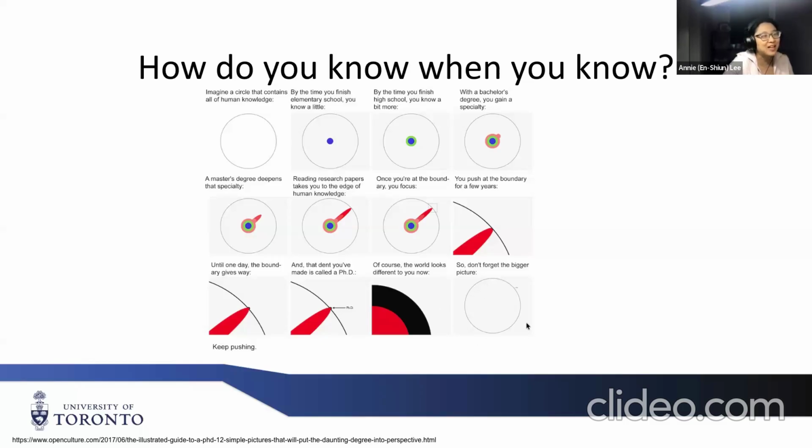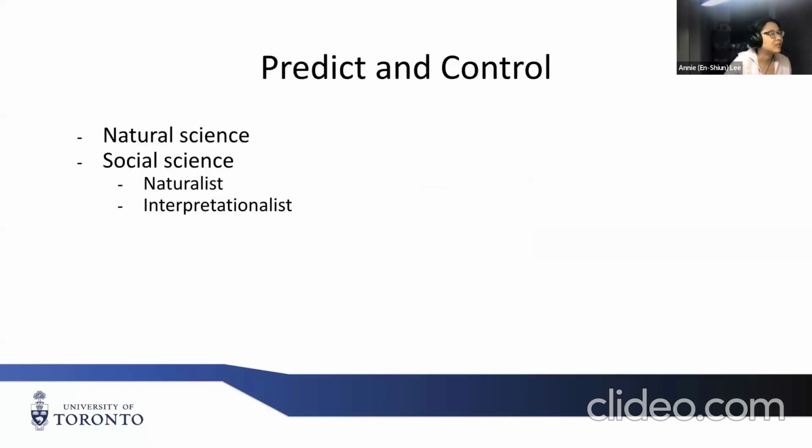But if you zoom out, you realize that your PhD is all the way here, this little bump here. The fallacy of a PhD is that you soon realize that you know a lot about one thing, but you know nothing about the rest of the world. So that is sort of the idea of how do you know when you know enough, or how do you know what you know is enough?